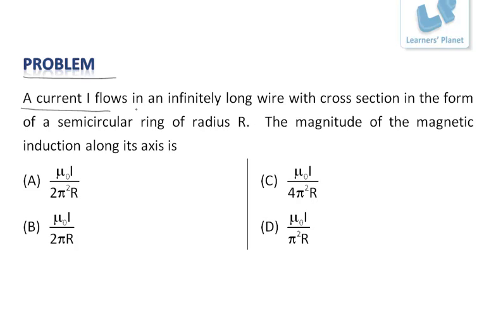A current I flows in an infinitely long wire with cross-section in the form of a semicircular ring of radius r. The magnitude of the magnetic induction along its axis is.